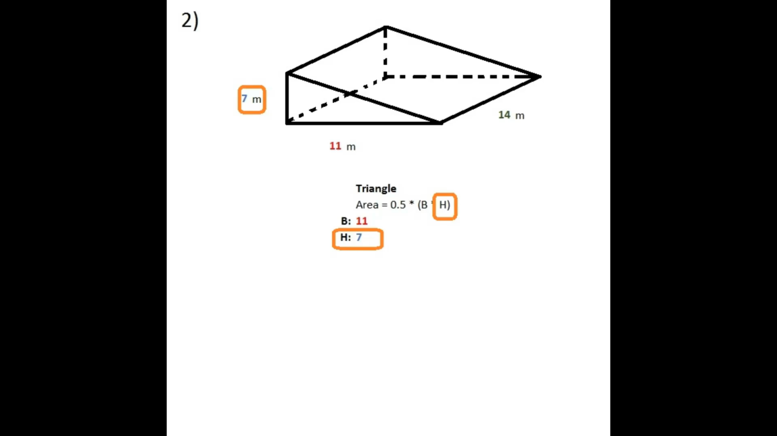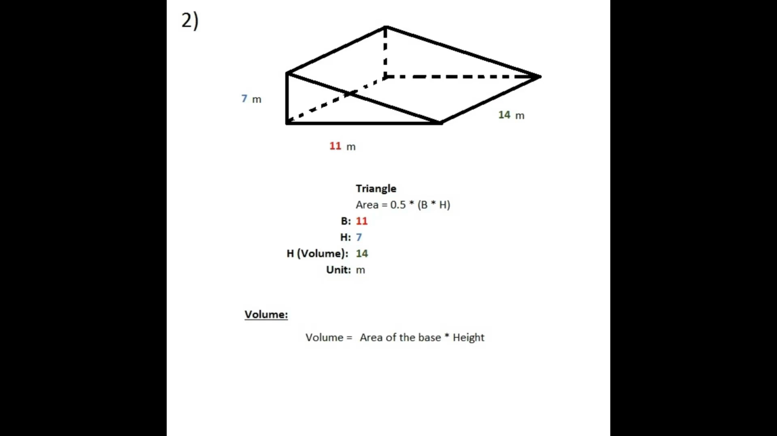The 7 is the height of the triangle at the base. The 14 is the height of the prism. So again, that 7 right here goes with that 11 as part of the formula for that triangle, but the 14 is the height of that prism. And we know here our units are meters.